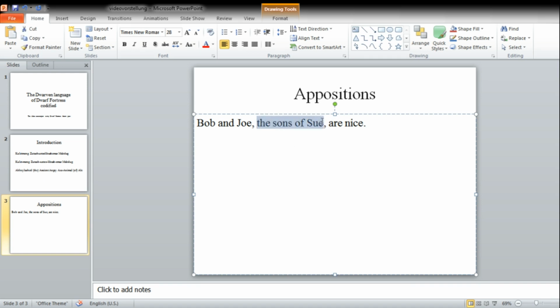The sons of Sue is what's called an apposition. It's a little phrase describing Bob and Joe, but it's used sort of like an adjective because it's describing them. However, it's not before them, but rather after them. And also, you see, this is not a complete sentence. There's no verb here. It's just a little bit of extra information added to the sentence.